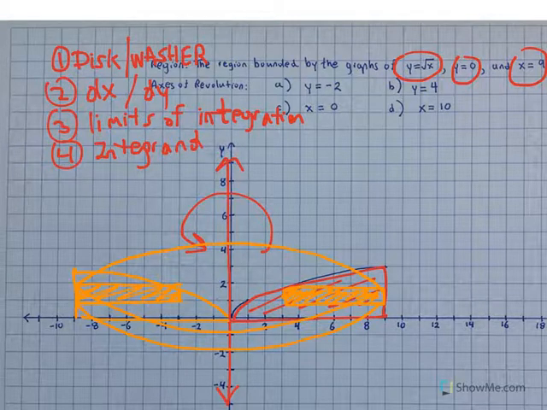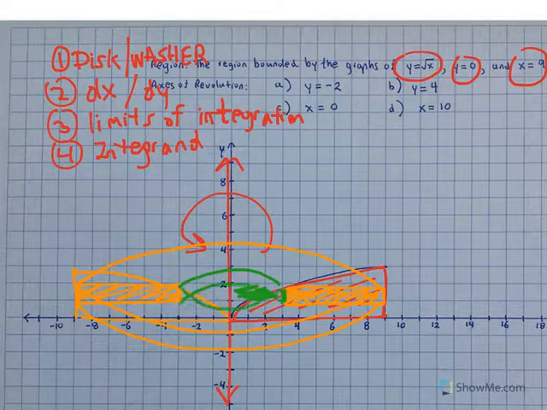There is actually a hollow part in the middle, because you can see that there's a gap between the axis of revolution and our representative rectangle, and because of that gap, we're going to have a hollow part in the middle. So we would have to use the washer method for this problem.